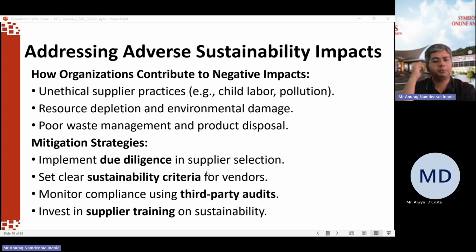So these are the negative impacts either on the environment, or on the economic aspects of the society, or on the social, or directly on society itself, under the three pillars. Those are the negative impacts that our supply chain is going to have. So how do we mitigate those?